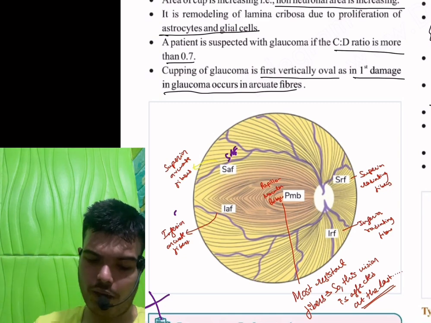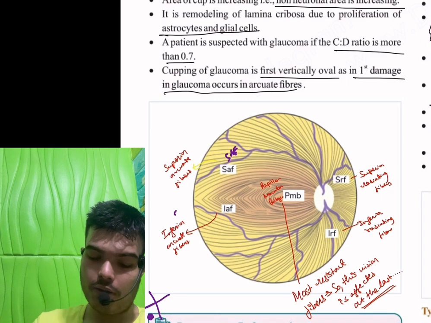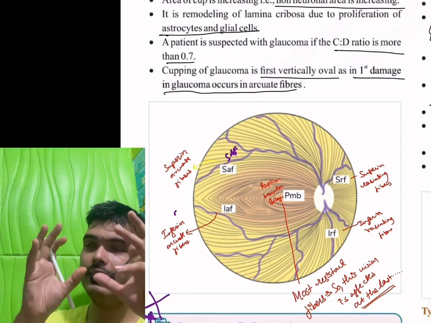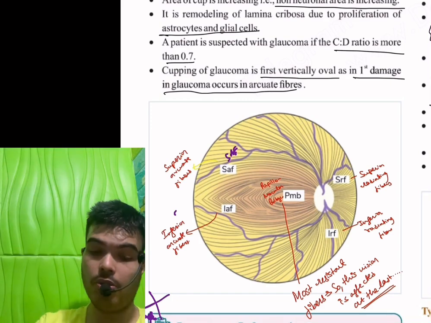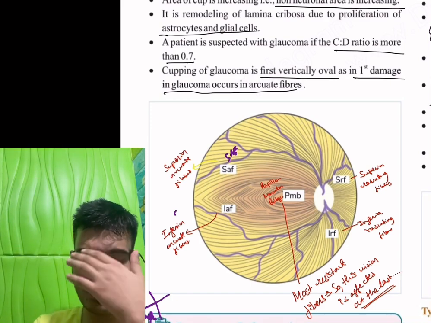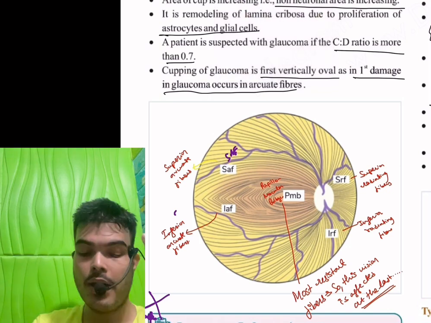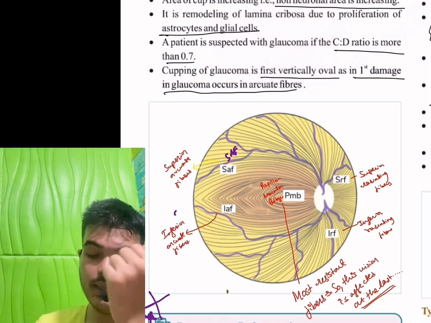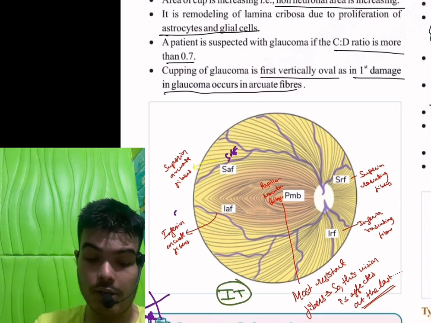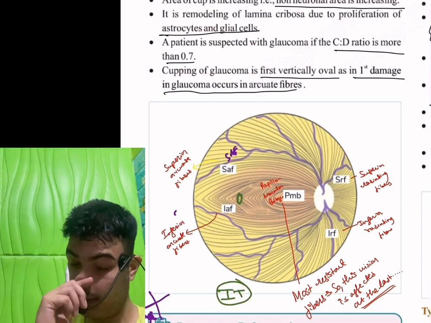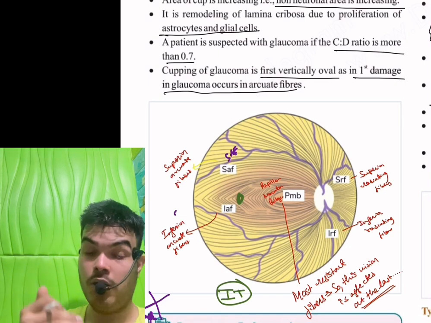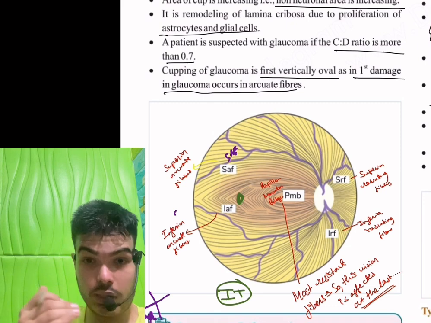Similar mechanism. So if the inferior arcuate fibers are defective here, so I'm marking it here, you'll get exactly the opposite defect. The inferior arcuate fibers are basically present in the inferior temporal region, right? So why is this inferior temporal? Remember, macula is always temporal. So at this side you have the macula, and this is always nasal, okay? So the macula is always temporal, and it's inferior. So inferior arcuate fibers means inferior temporal, isn't it?